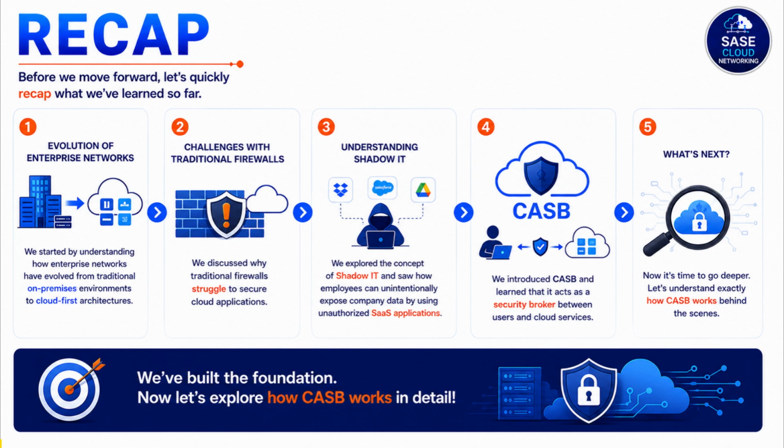Recap. Before we move forward, let's quickly recap what we've learned so far. We started by understanding how enterprise networks have evolved from traditional on-premises environments to cloud-first architectures. We discussed why traditional firewalls struggle to secure cloud applications. We explored the concept of shadow IT and saw how employees can unintentionally expose company data by using unauthorized SaaS applications. Finally, we introduced CASB and learned that it acts as a security broker between users and cloud services.